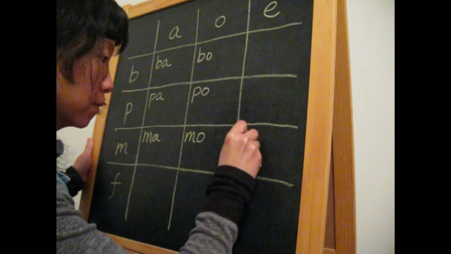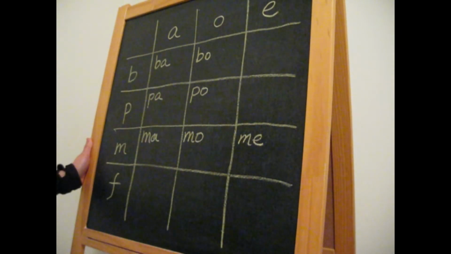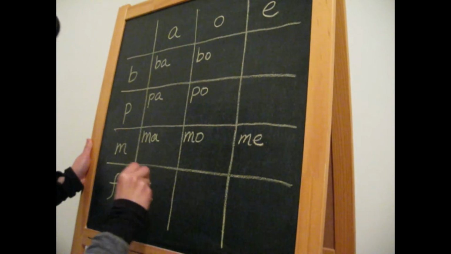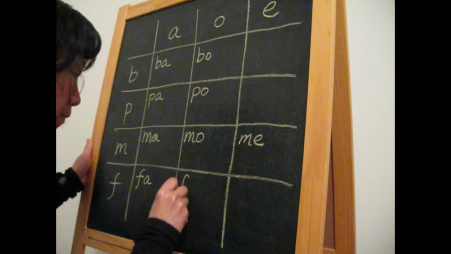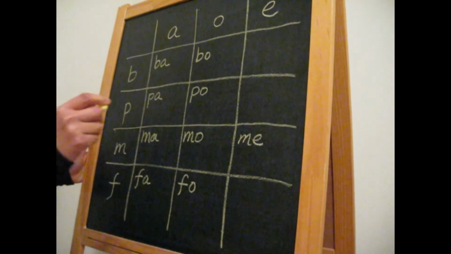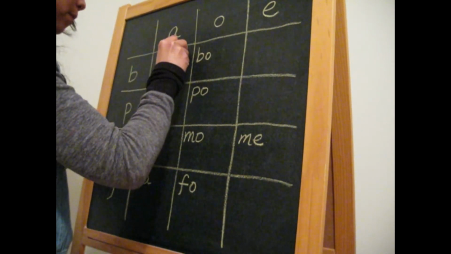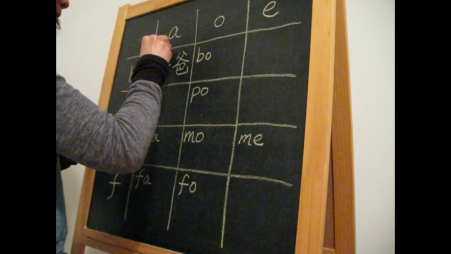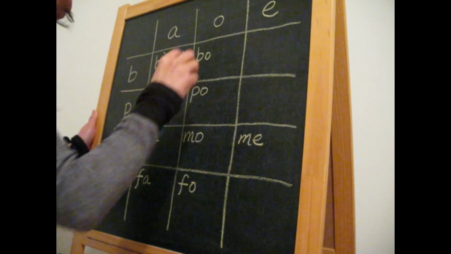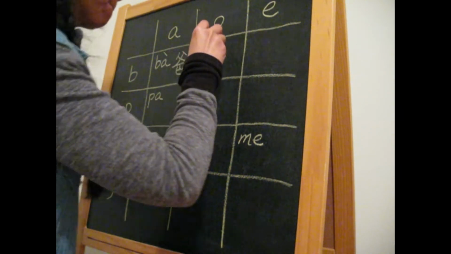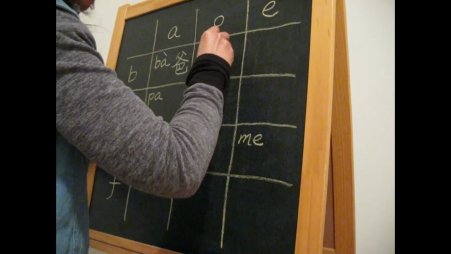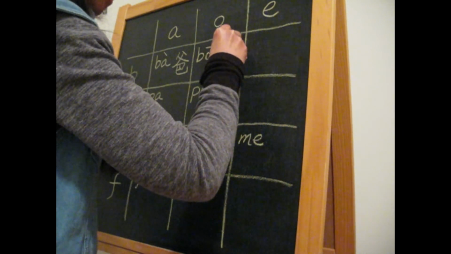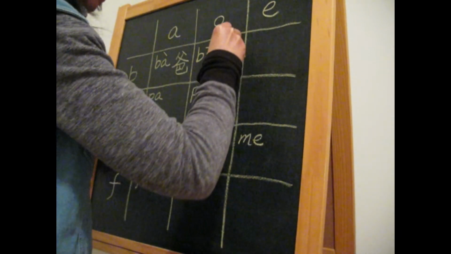The fourth row goes like fa, fo, and there's no fe. So if I put fourth tone for ba, it's bà, which means daddy, baba. The second one, I put first tone as bō. So this character means like if you dial a phone number, like 拨电话.